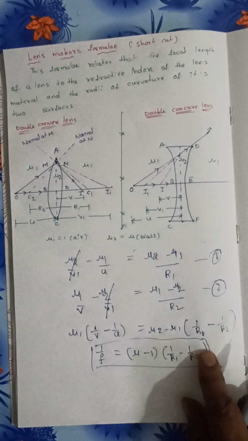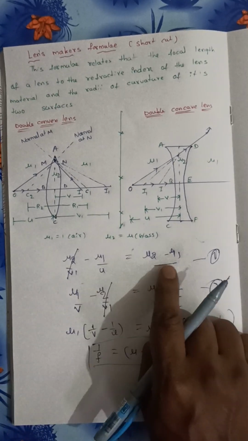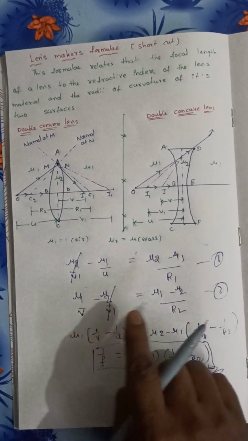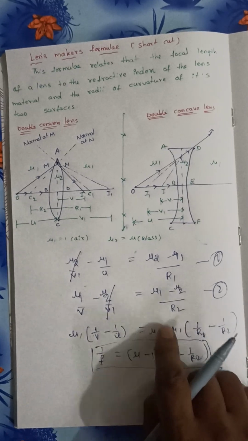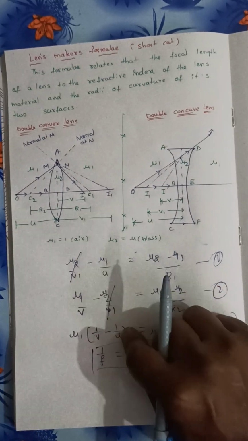So what is the shortcut I told you now? mu2 minus mu1 by r1, and mu1 minus mu2 divided by r2. Here u and v, and v1, get cancelled.